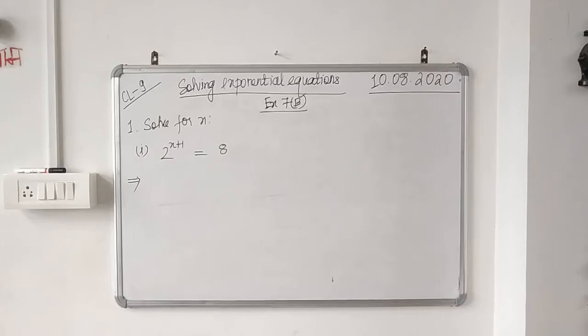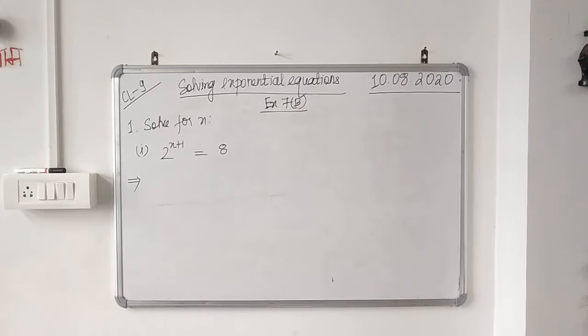So today is 10th of August and today we are starting with the new topic, solving exponential equations, that is exercise 7b. Alright, and we'll start with question number 1. The question is solve for x, and the question is 2 to the power x plus 1 is equal to 8. Solve for x means to find the value for x. Alright, so please do understand that.